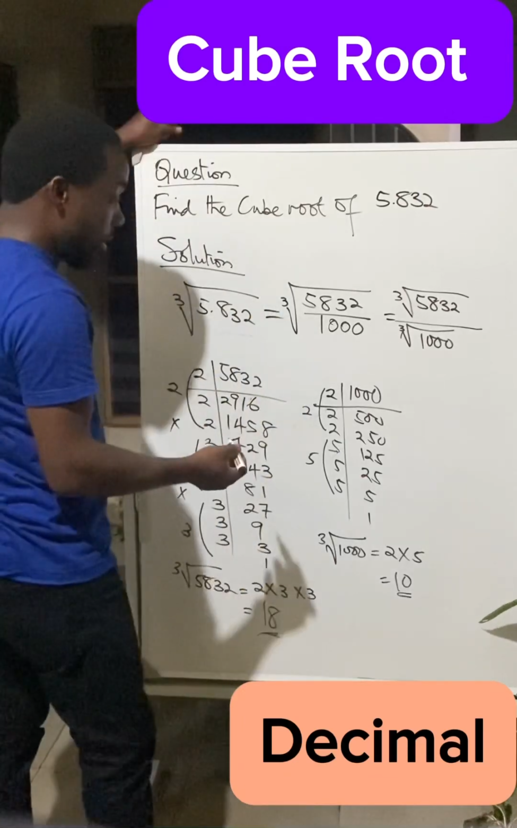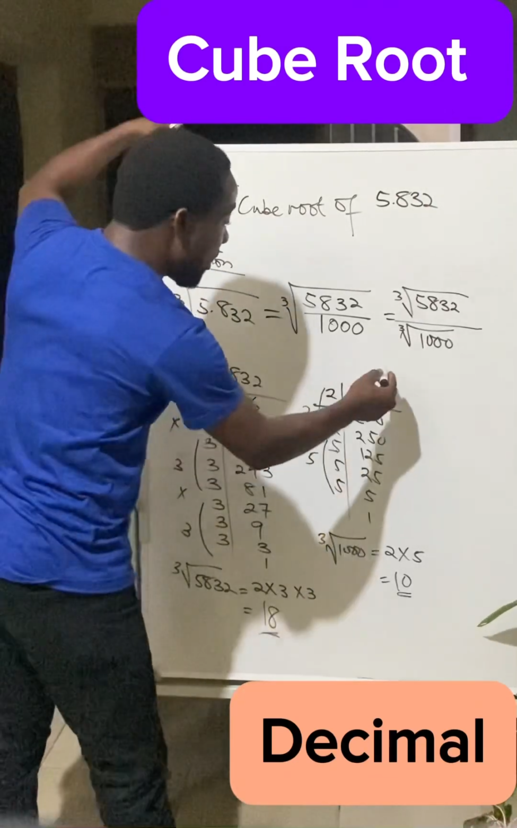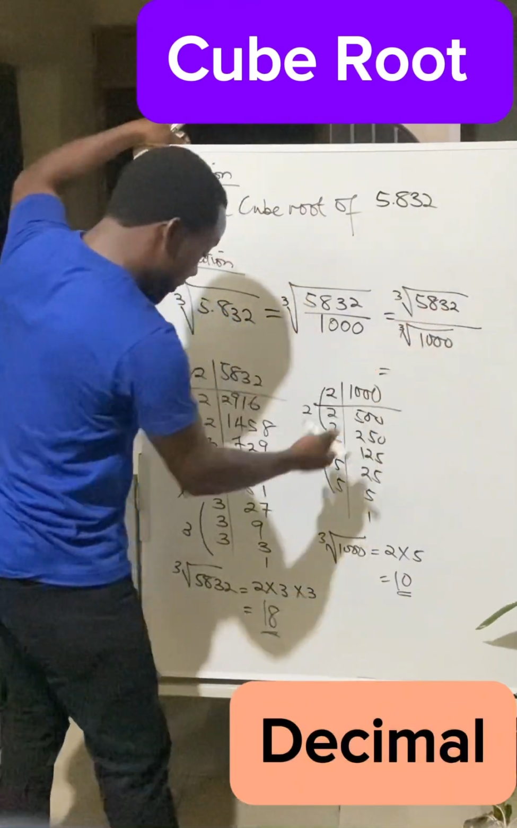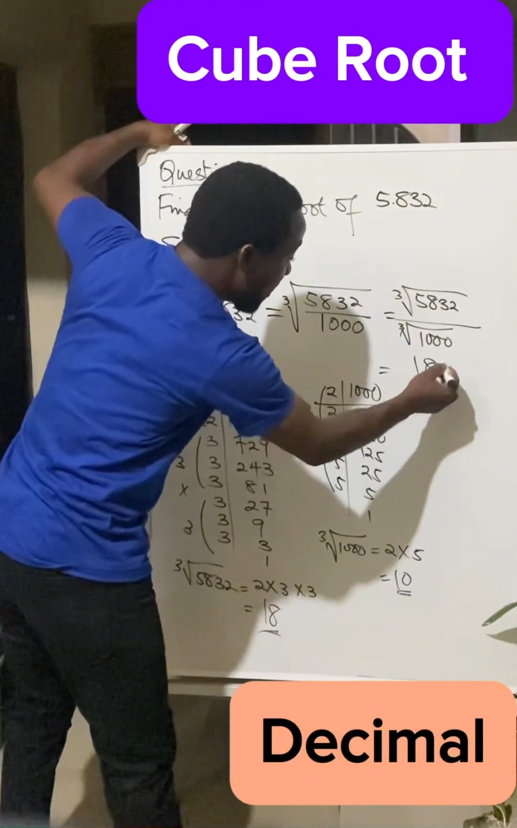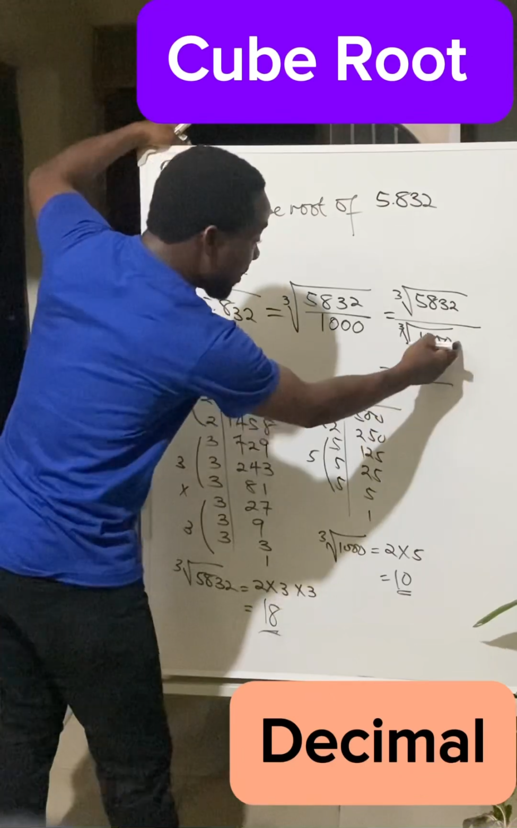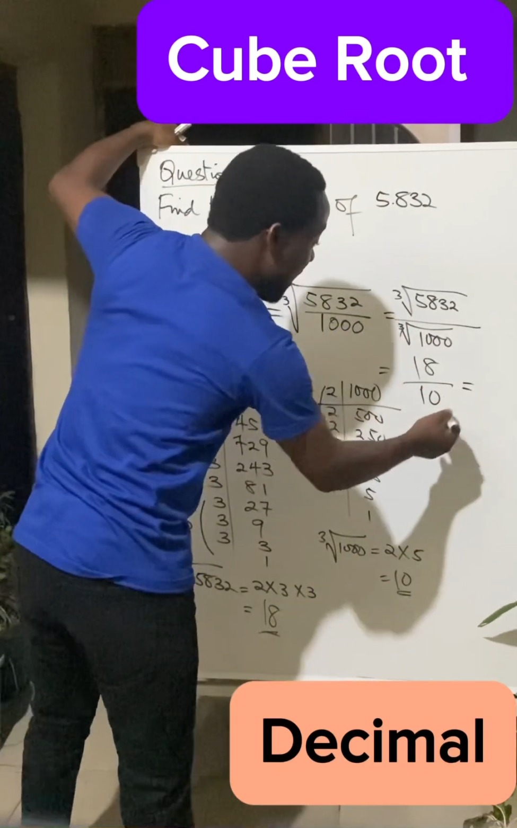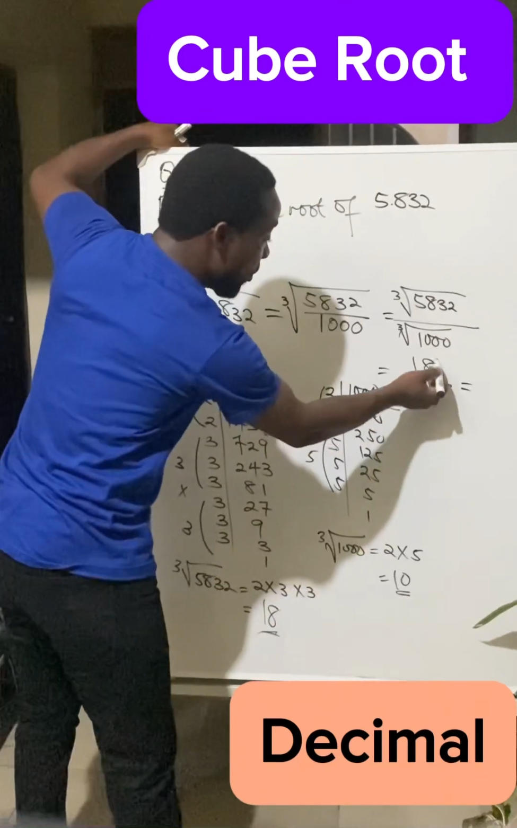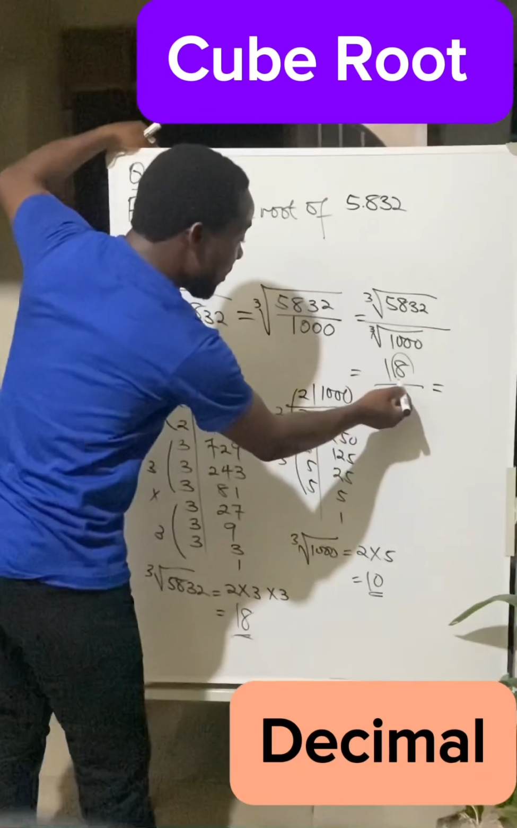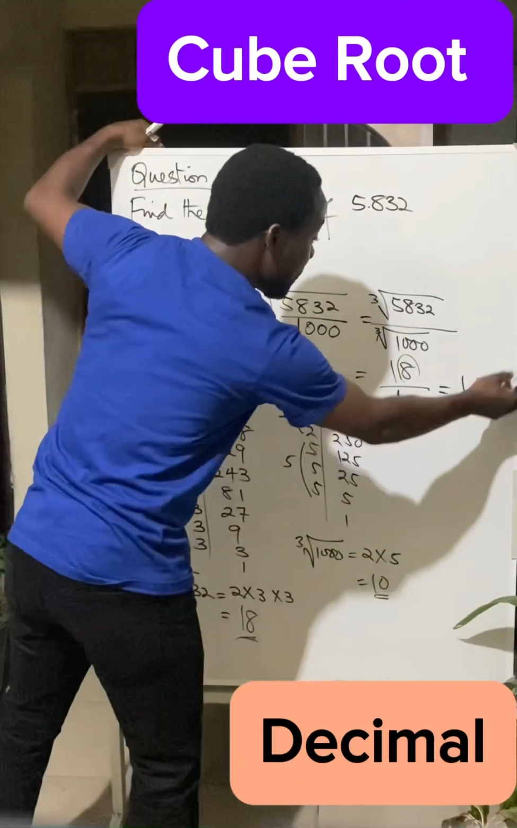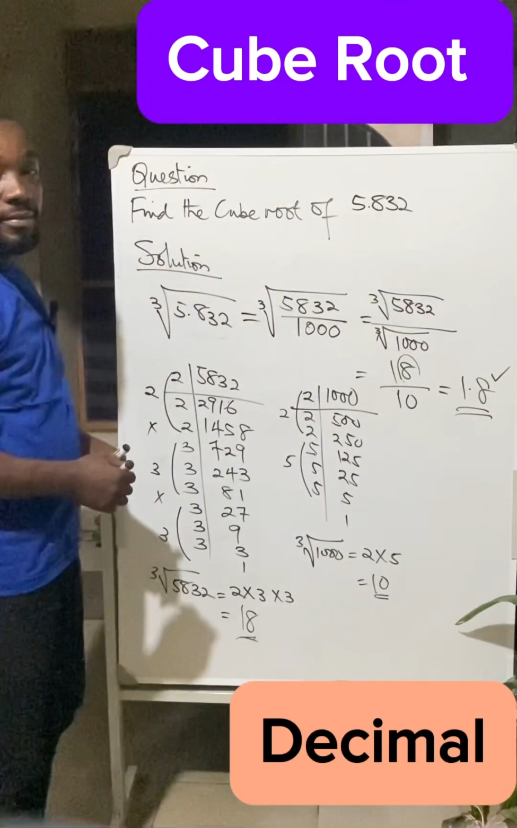So we go back to our work. This is going to be cube root of 5832. Remember, we got 18. And cube root of 1000, we got 10. So our final answer, because of this 10, we move the decimal to the left, is going to be 1.8. Thank you.